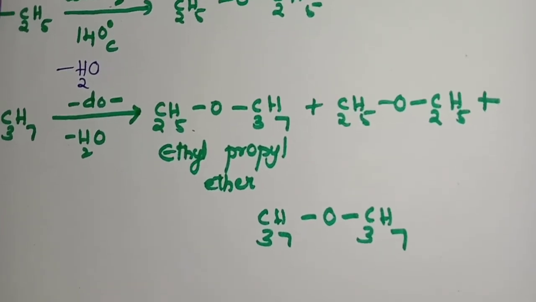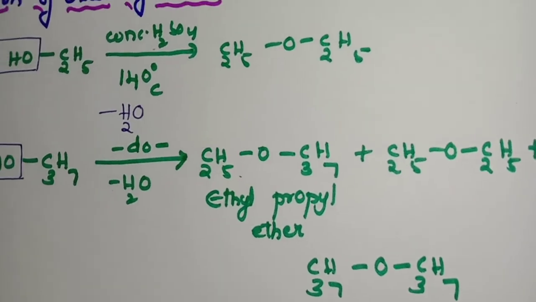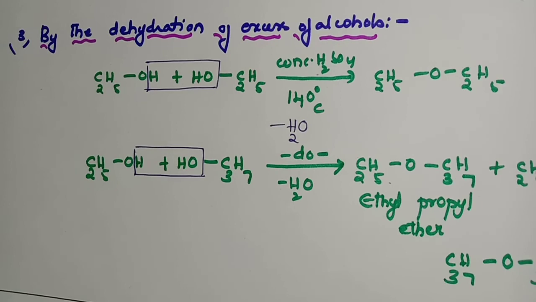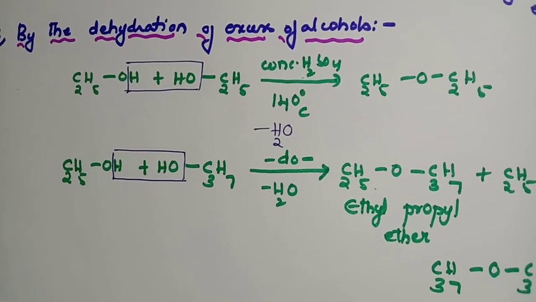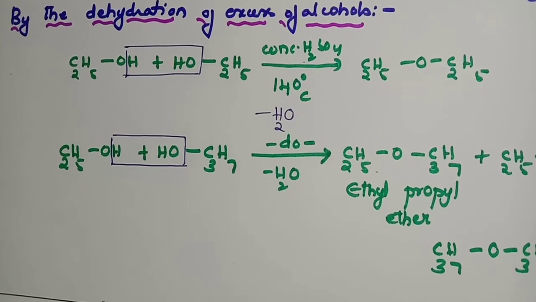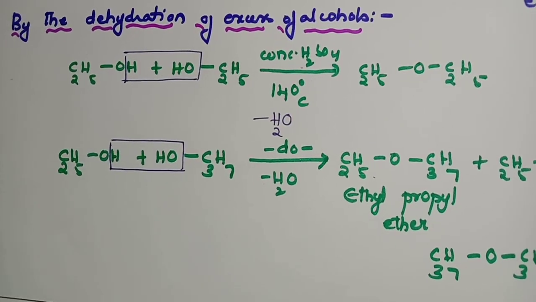Okay. So these are the methods for the formation of ethers. Williamson synthesis, from alkenes, and also by the dehydration of excess of alcohols. Okay. So watch the complete video and learn all the methods carefully.